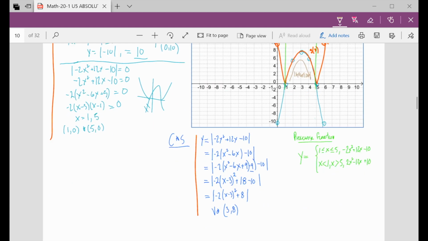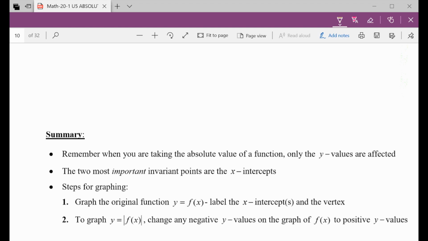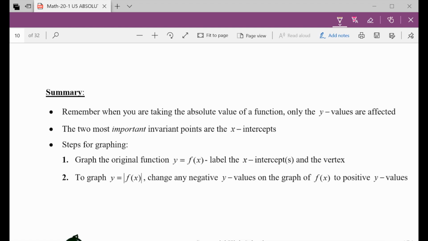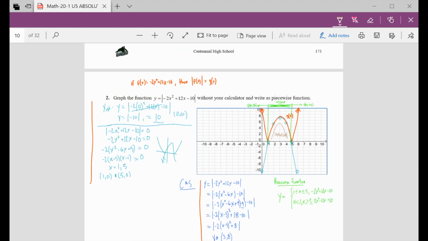So let's go down to the bottom here and see if we can get a little bit of a summary and review. Remember that when you're taking the absolute value of a function, it's only the y values that are affected. Only the y values. And not only that, it's only the y values that are below the x-axis. So all the y values less than 0. The two most important invariant points are the x-intercepts. And steps for graphing: graph the original function. That's what I like to do. Graph the original function, label the x-intercepts and the vertex, and then change any negative y values on the graph. Just do their mirror image on top of the x-axis. And you will be done.